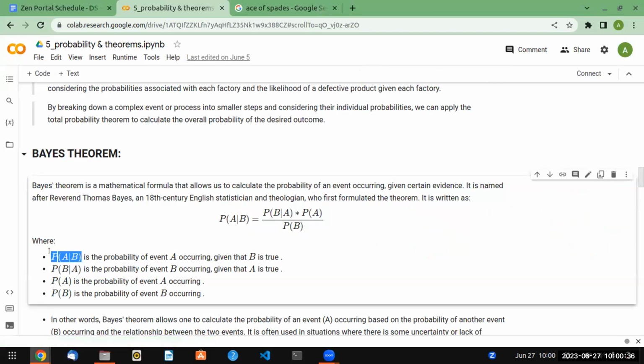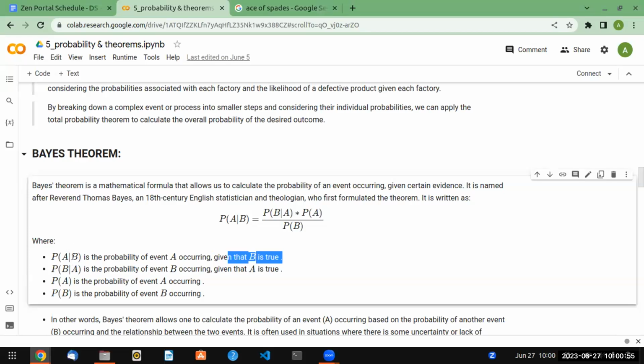So what is probability of A given B? It is the probability of event A occurring given that B is true. That means B has already happened. There are already some clouds in the sky. By looking into that, you are predicting the probability of rain. That's what I'm saying here.